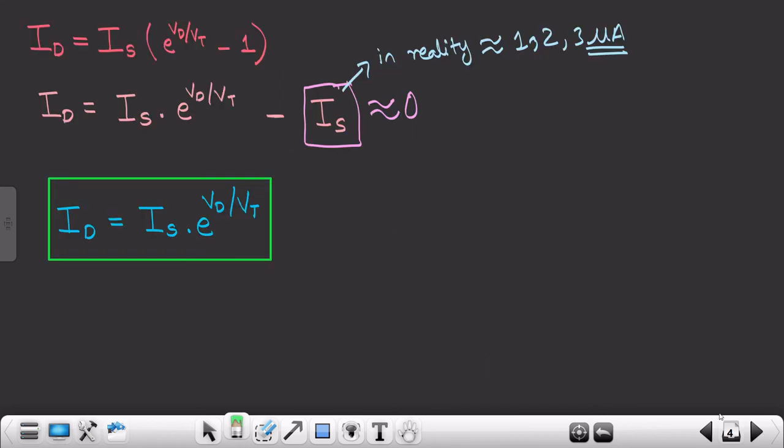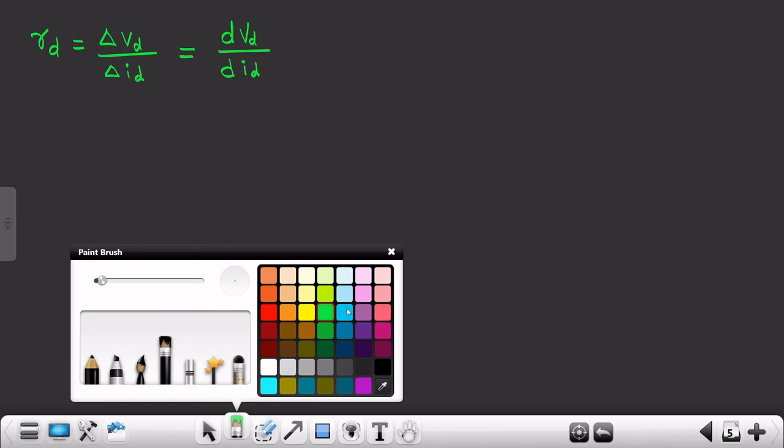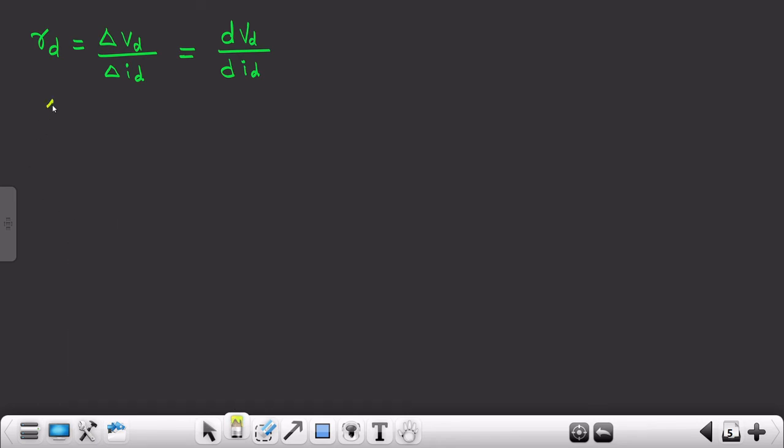So we can also write it this way, dvd by did, which indicates that the change which has happened in the voltage and current is very small. Now we cannot differentiate vd with respect to id, because we don't know the formula for vd. So what we can do is take the reciprocal, 1 by rd, and then we can easily differentiate the further thing.